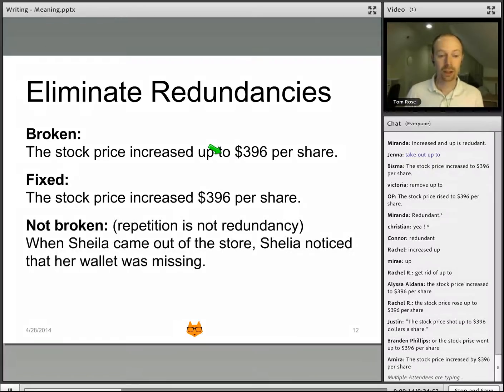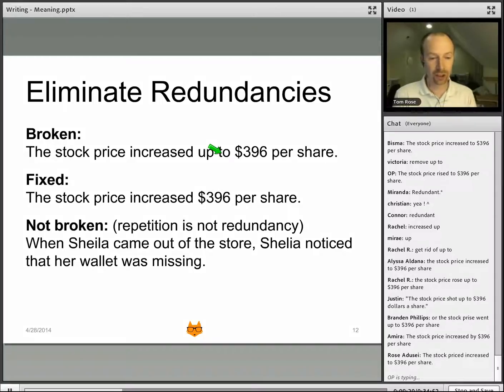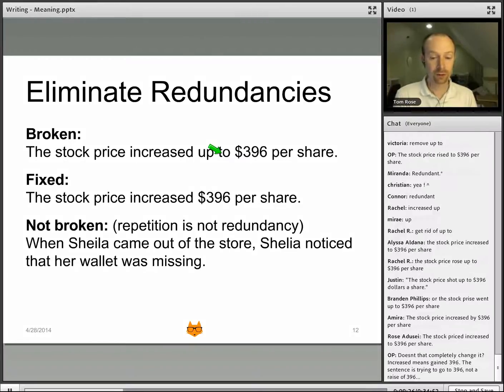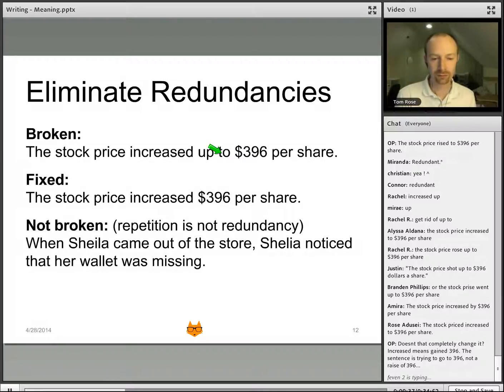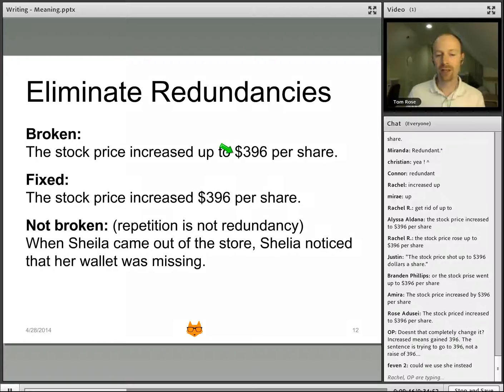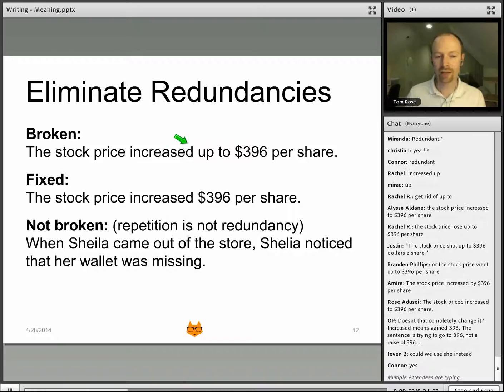However, here's an example of something that has a repetition but is not redundant. For example, when Sheila came out of the store, Sheila noticed that her wallet was missing. This is repetitive, which you might disagree with stylistically. You might say, I don't like the way that sentence sounds because it repeats the word Sheila. But Sheila is not redundant here. Very important to understand the difference. In the first case, when we say the price increased up to, it is impossible for you to increase up to. These mean the same thing, so when you say them both, it becomes nonsense.